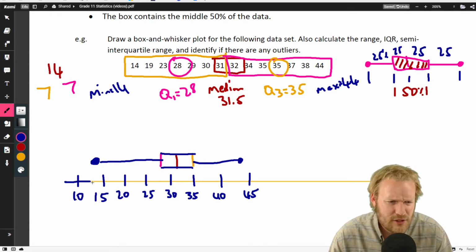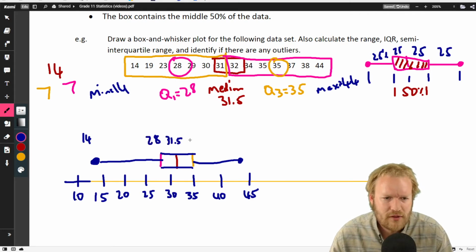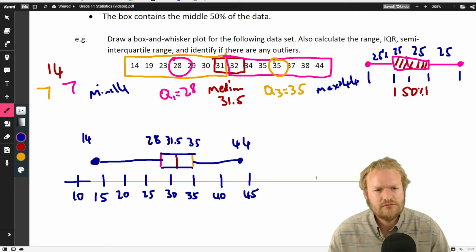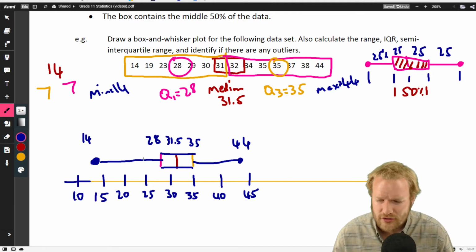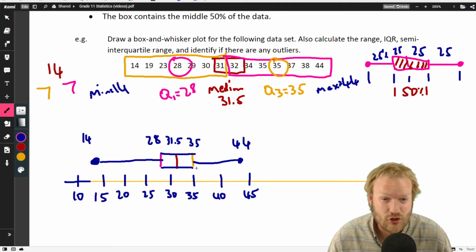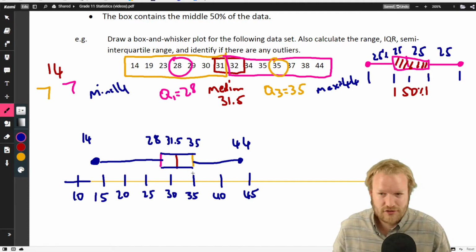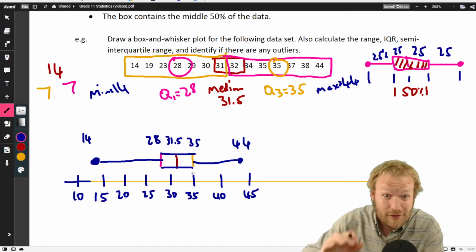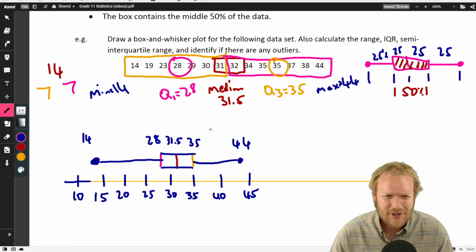It's useful either to put dotted lines to 14, or we can put these values above here so we know what they are. 35 and 44. Excellent. Obviously, use a ruler on your side rather than freehand drawing it like I have. It's just difficult to do on my side. Okay, cool. So there's our box and whisker.